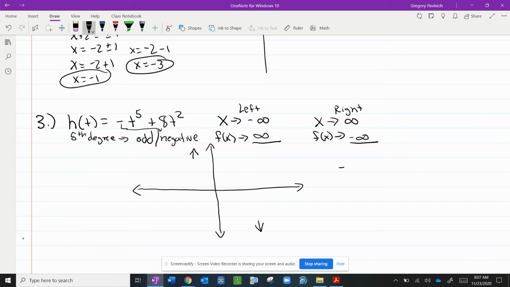So I'm going to set this equal to 0 since it's a binomial. And it looks like it has some common factors. It's going to have 2 x's that are going to come out, and I'm going to take the negative with it.